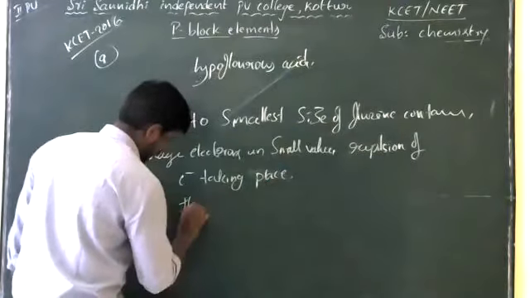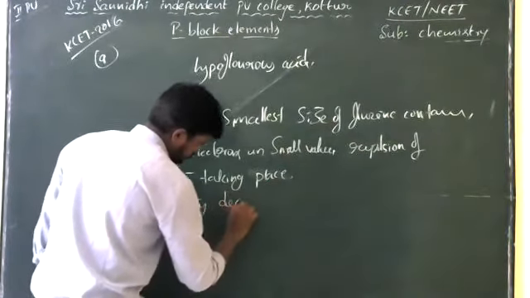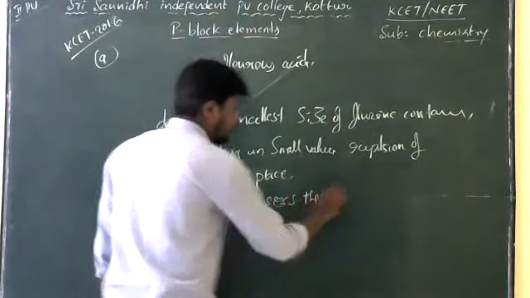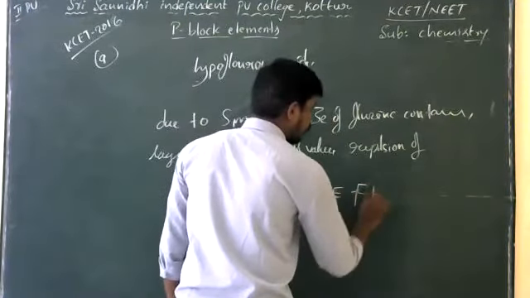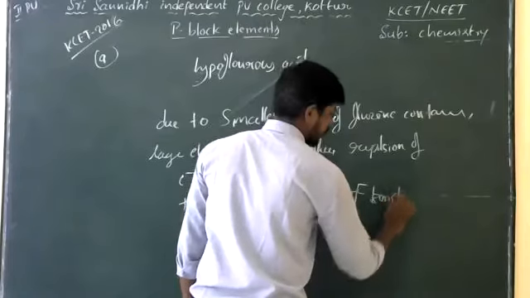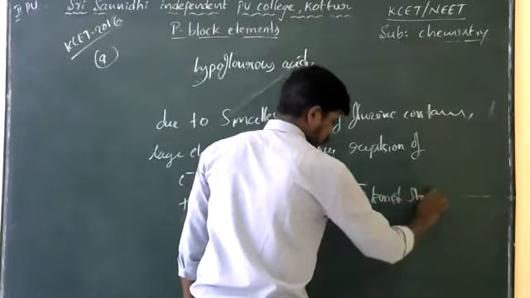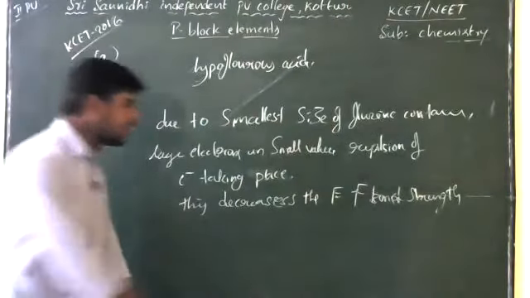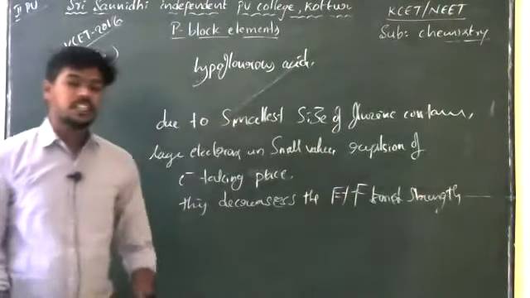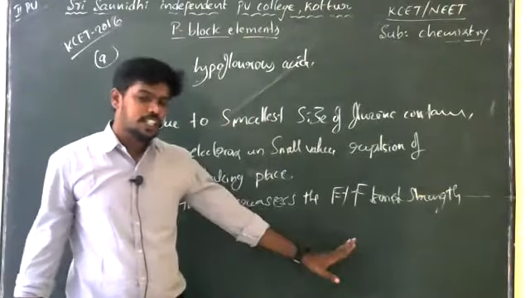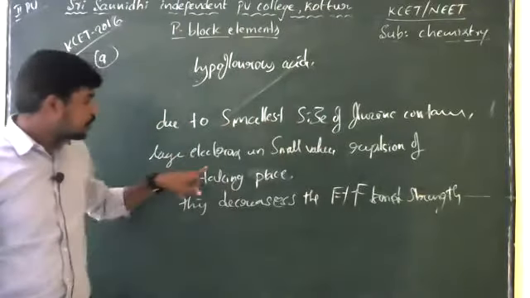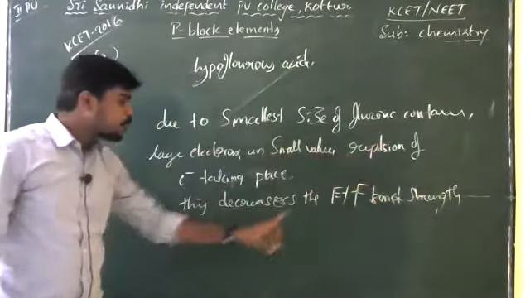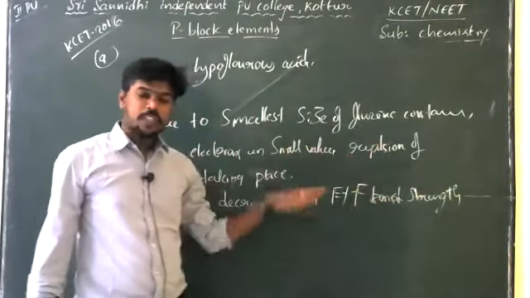This decreases the fluorine bond strength. The fluorine does have a very low bond dissociation enthalpy because of the large number of electrons present in a small volume of fluorine. So that shows the fluorine bond dissociation enthalpy is very low.